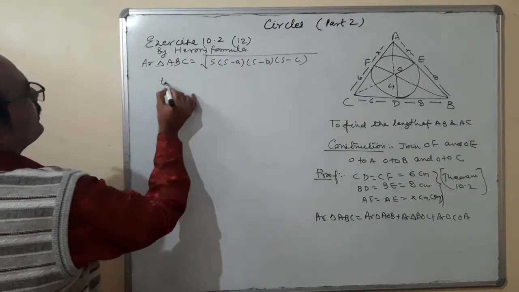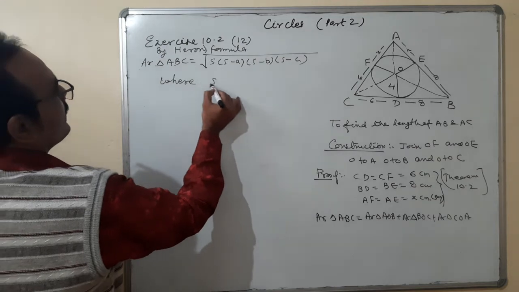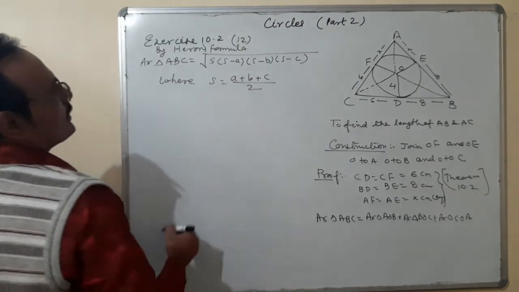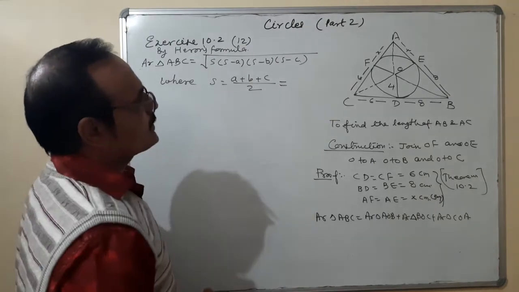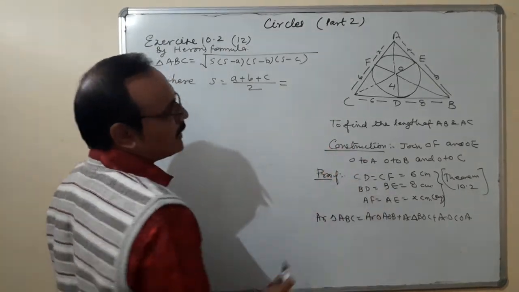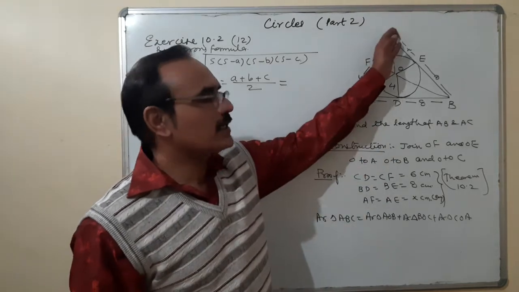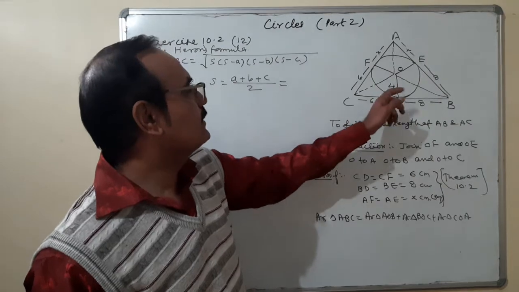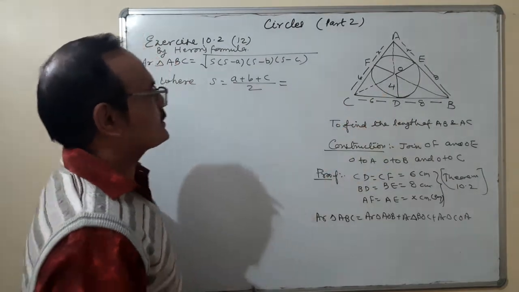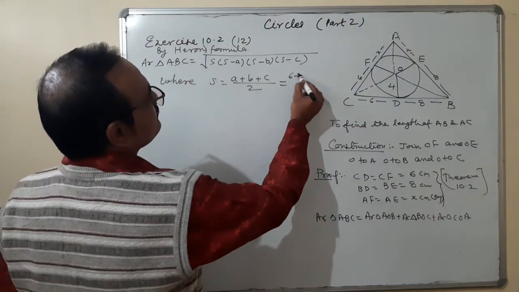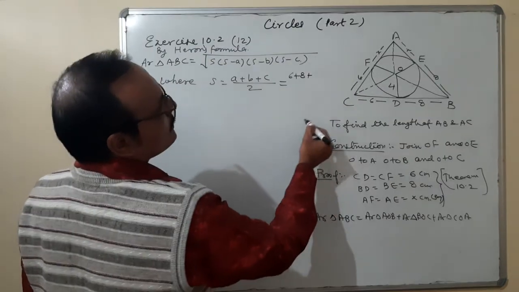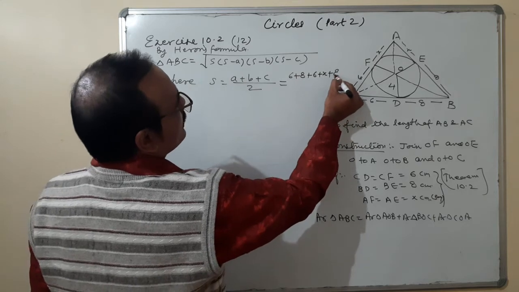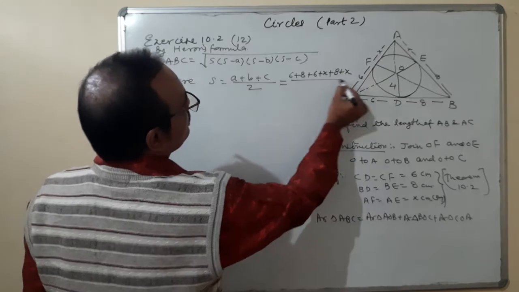Using Heron's formula, where S is equal to (a + b + c)/2. First of all, I am finding the value of S. Generally, a is considered the side opposite angle A, b is opposite angle B, and c is opposite angle C. So that is a = 6 + 8, b = 6 + x, and c = 8 + x, upon 2.